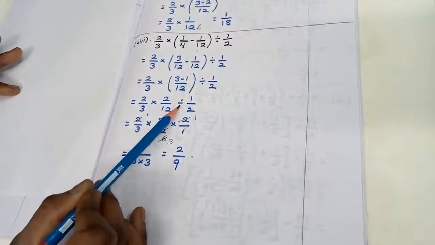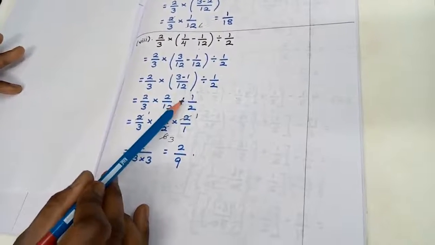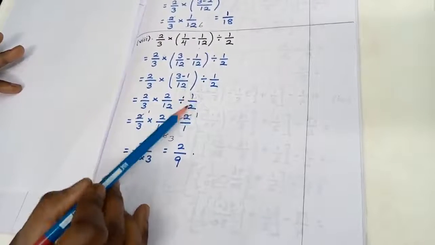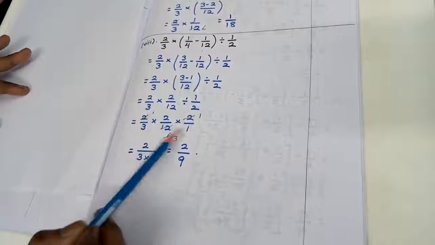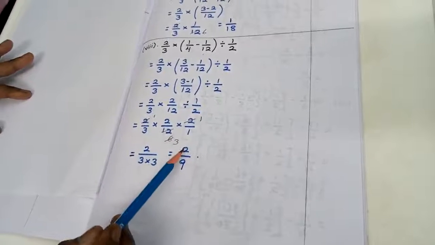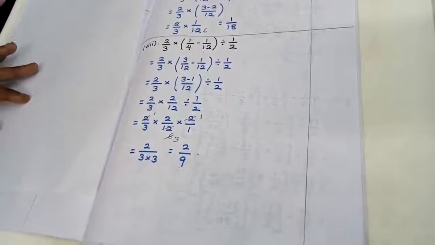Then go for the division. First convert this division into multiplication, means this will be changed to reciprocal, 2 by 1. Everything is in the form of multiplication. Cancel the value. You will get the answer as 2 by 9.